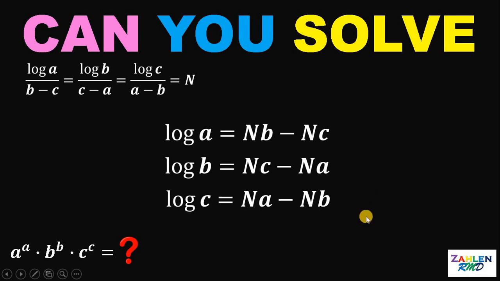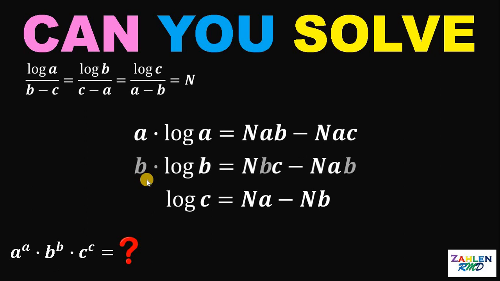Now, don't forget our goal. Our goal is to find the value of a raised to a times b raised to b times c raised to c. So what we're going to do is multiply the first equation by a. Now, the second equation by b. The third equation by c.